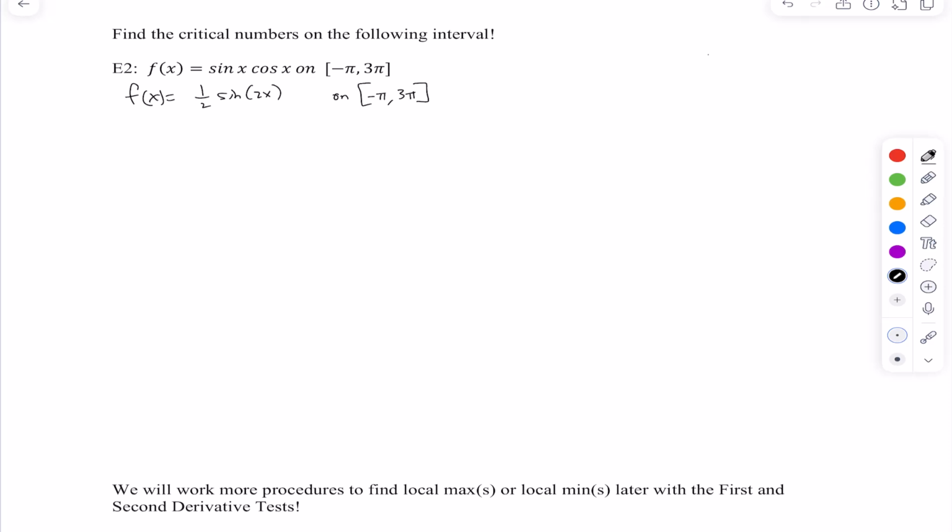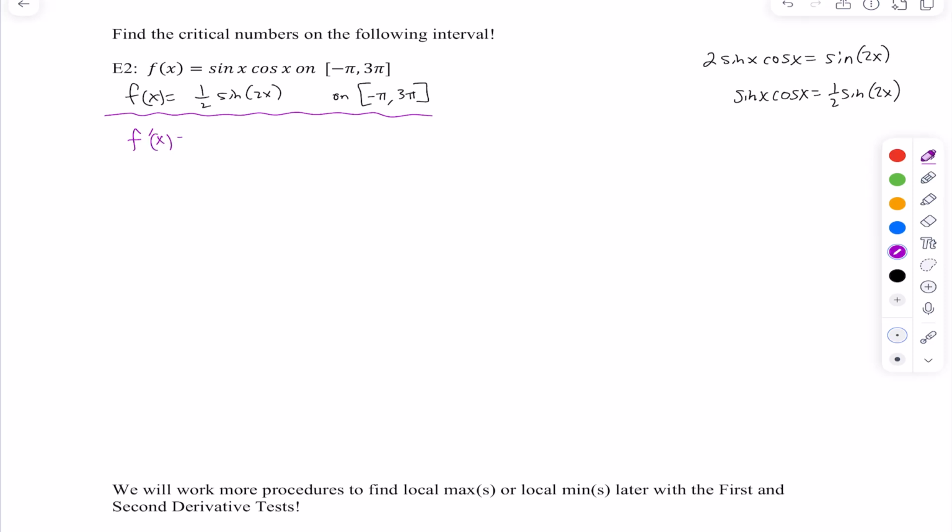If you are struggling with that, just recall that 2 sine of an angle times cosine of an angle is the sine of a double angle, or 2x. So if you look at this very, very carefully, if you balance this equation, you should see this new trig identity right there. Now we're ready to differentiate.